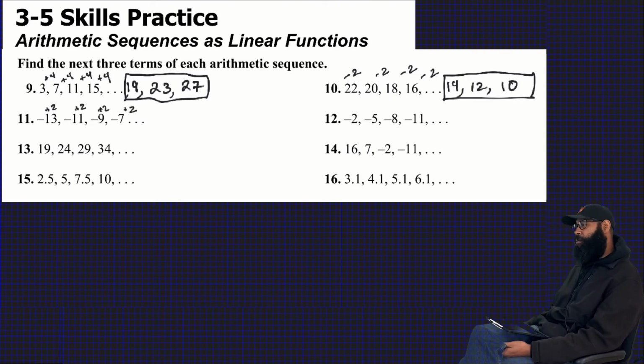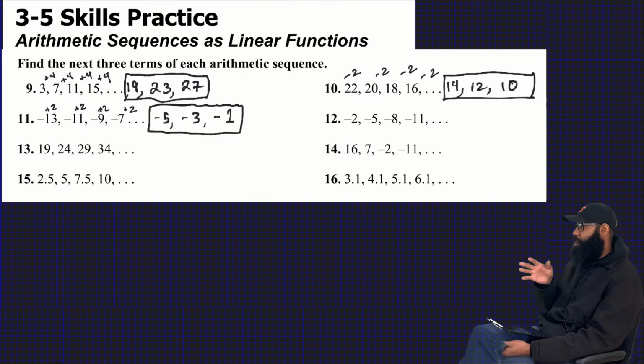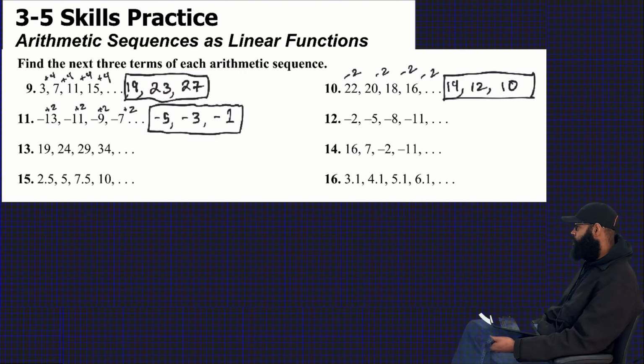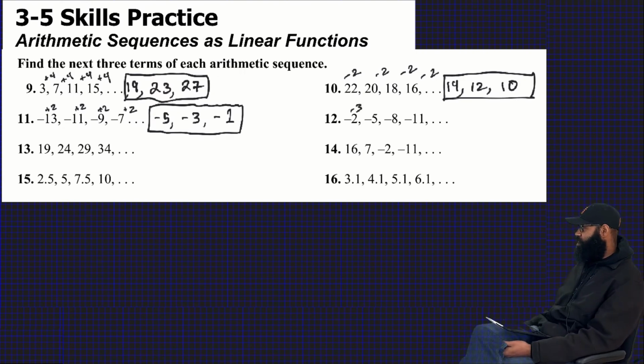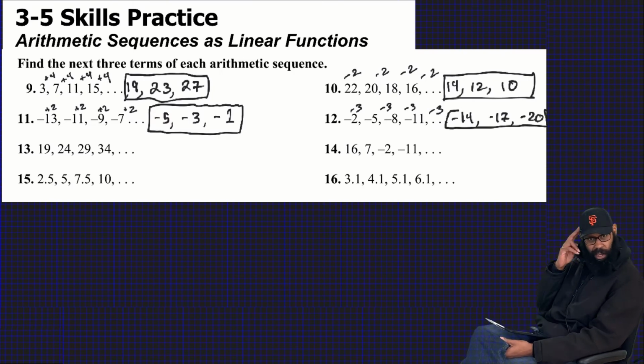Number 11, adding 2. So no problems with my integers here. -5, -3, -1, and again just 5, just 3. Number 12. What's happening here? It looks like the number's getting smaller. So I gotta subtract. Even if your brain goes 2 plus 3 is 5, 5 plus 3 is 8, mentally you know it's getting smaller, so I subtract and not add 3.